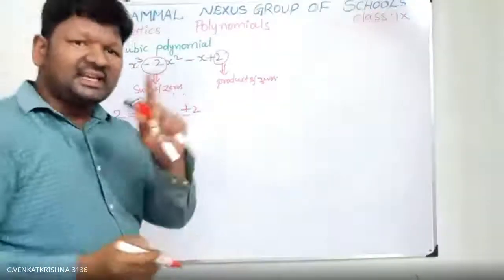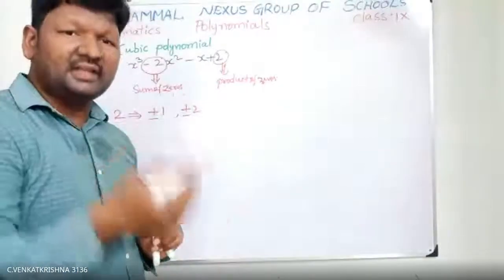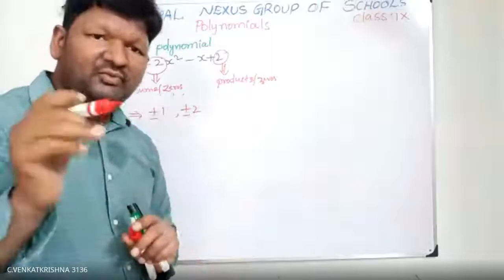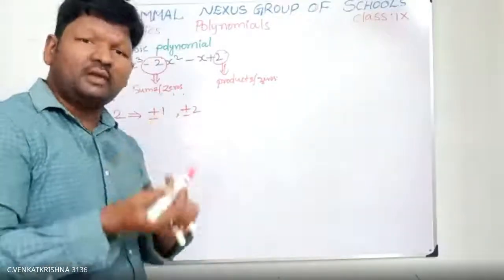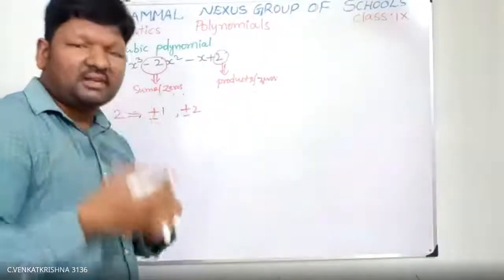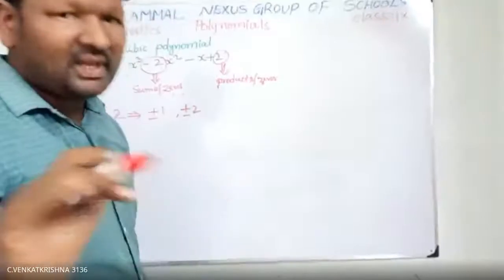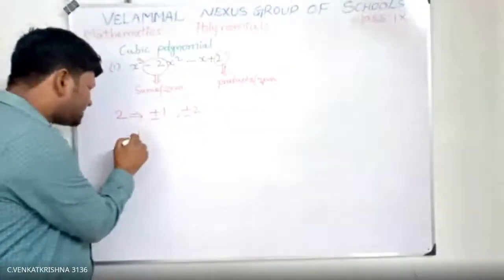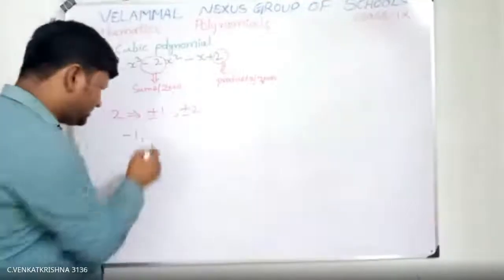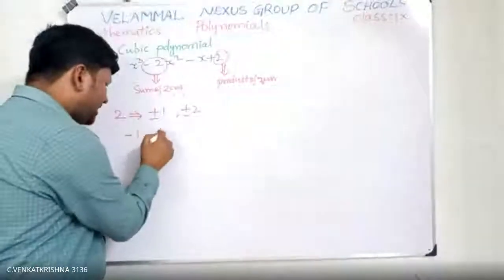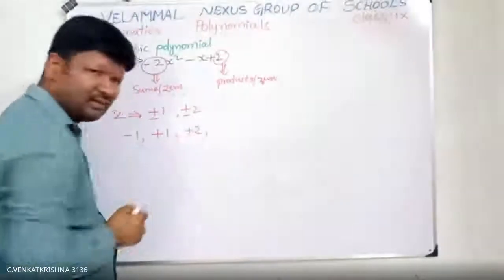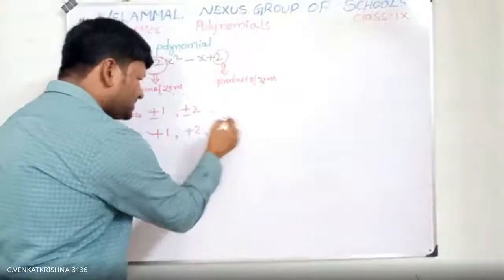For example, 2 and 3, so we can consider plus or minus 1, plus or minus 3. For example, 4 has factors 1, 2, 4, so plus or minus 1, plus or minus 2. We can consider plus or minus. That's it. Now, how many possibilities are there? Minus 1 may be a factor, that is, maybe it is a zero, and plus 1, and plus 2, and minus 2. These are the possibilities.